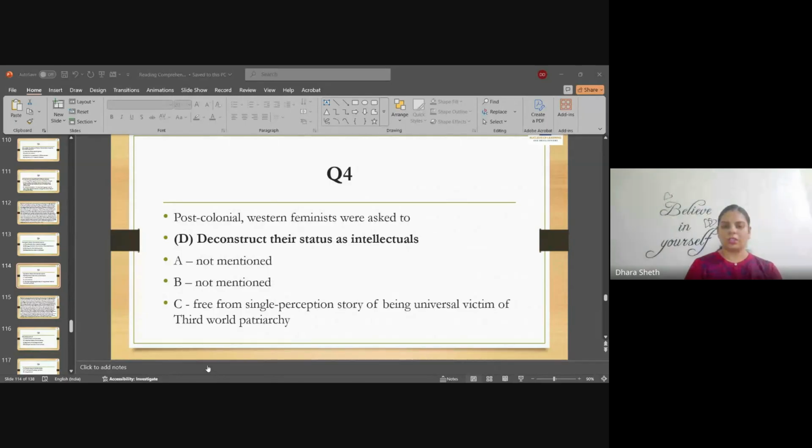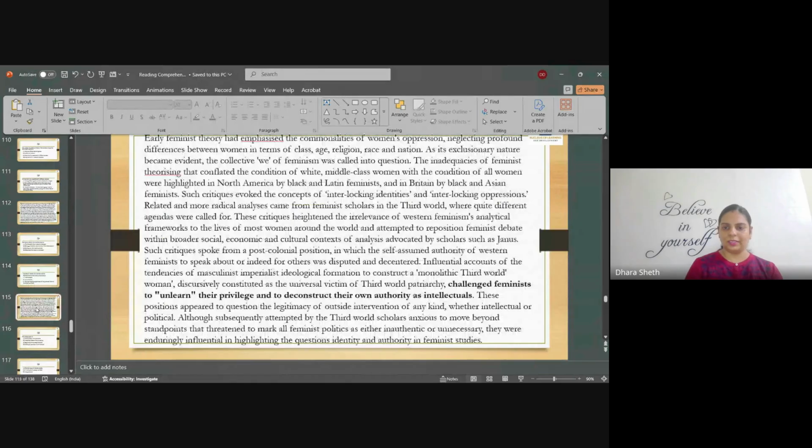Okay. So see, the answer is here. Influential accounts of tendencies of masculinist imperialist ideological formation to construct this. So this does not say that they have to let go of it, but rather that this was what was going on. It challenged feminists to unlearn their privilege and to deconstruct their own authority as intellectuals.